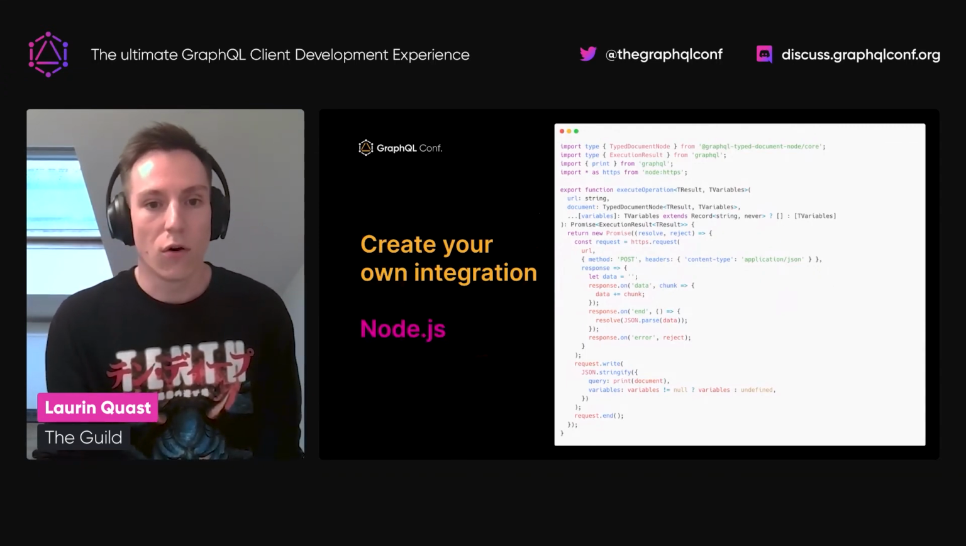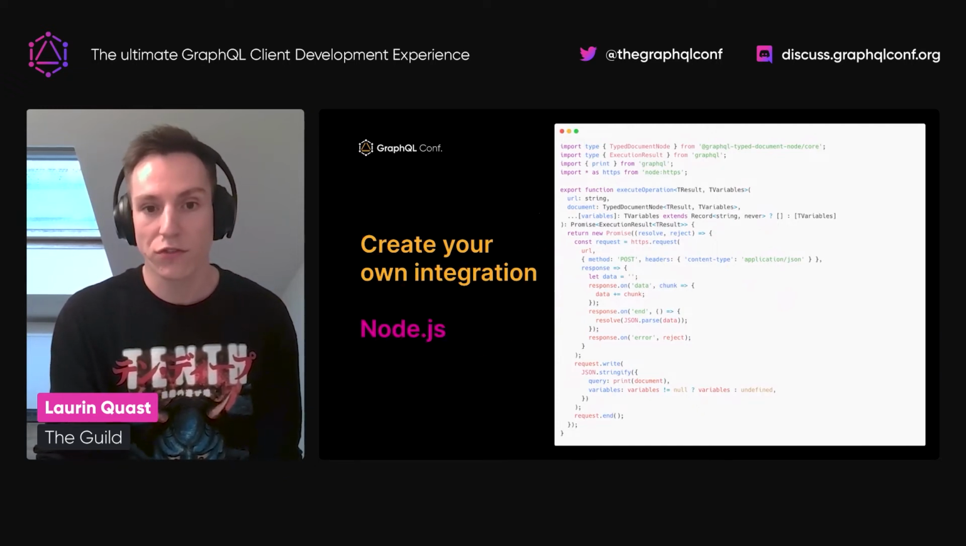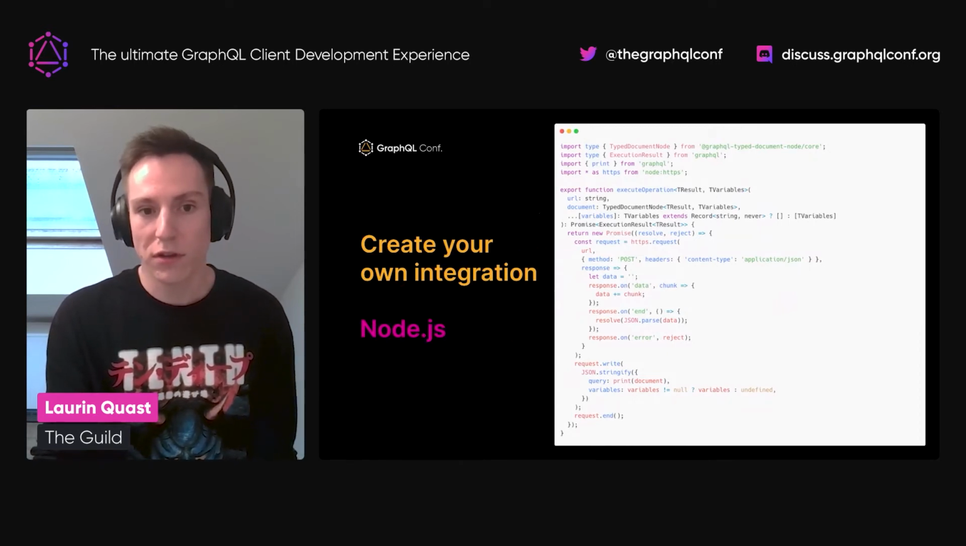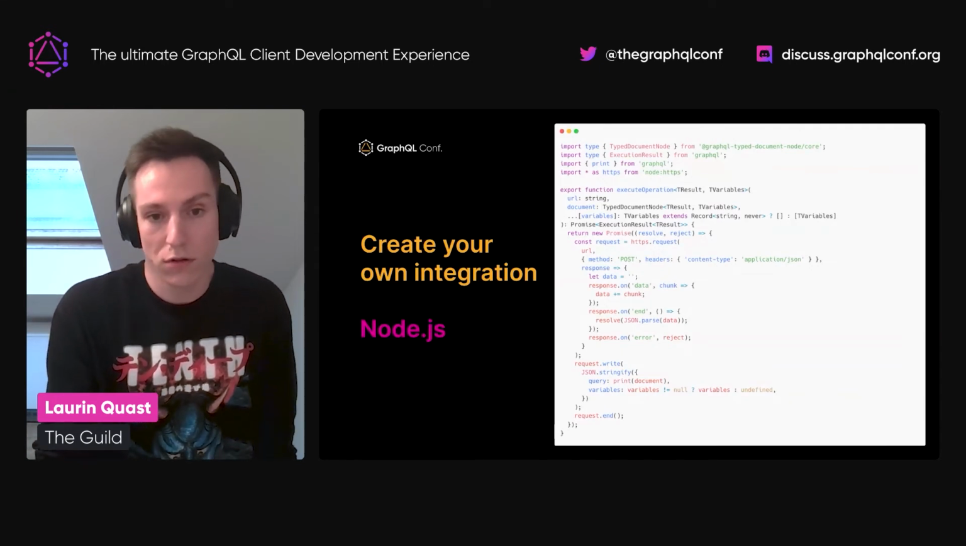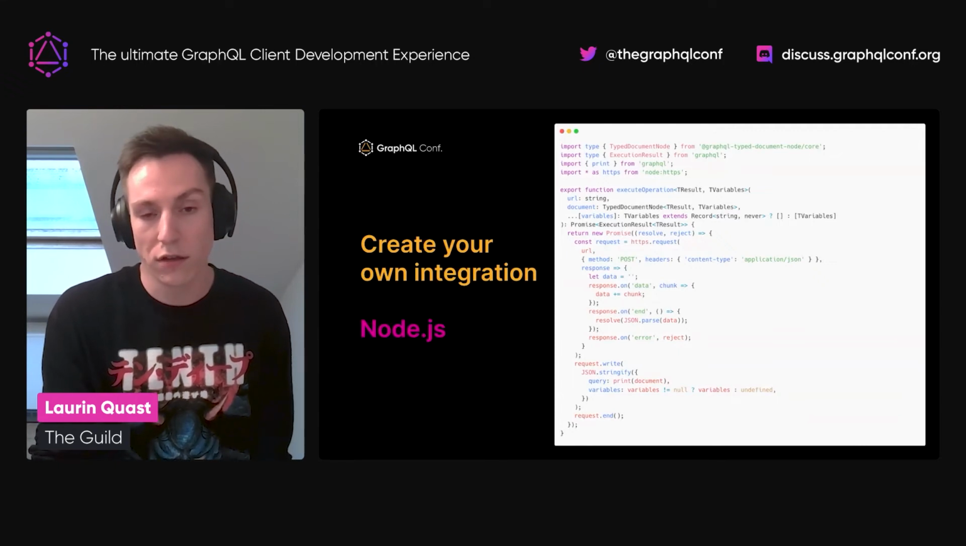So all the type magic happens through the definition of the execute operation function here. We pass it again a document that is the type document node, which has the TResult and the variables embedded. And from there, we just extract those types and also return them. So that means that this client preset can be used with any JavaScript environment or any implementation.